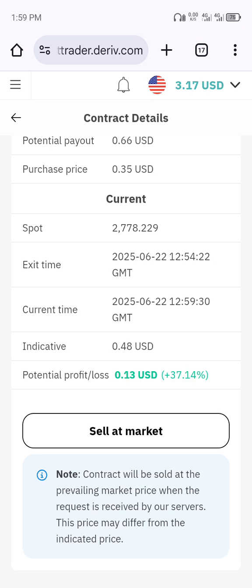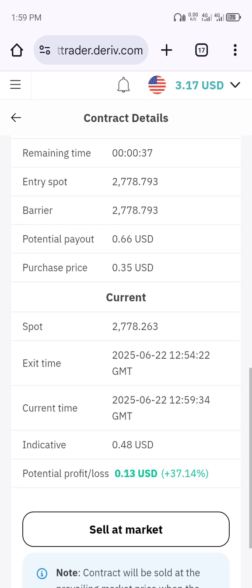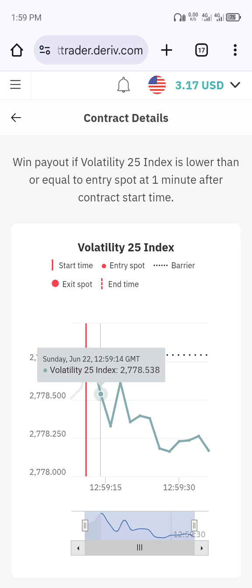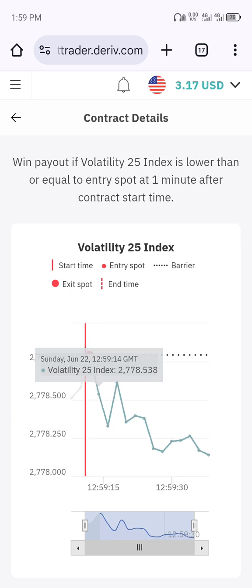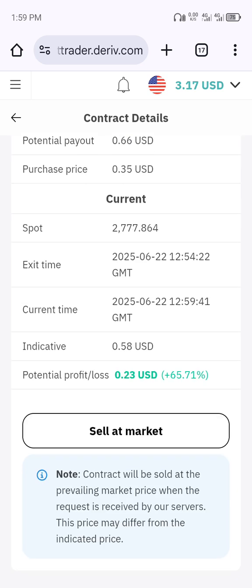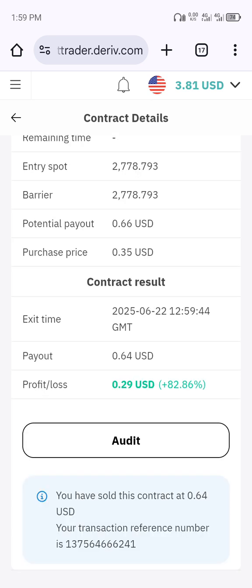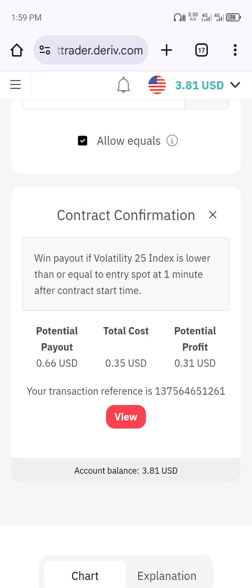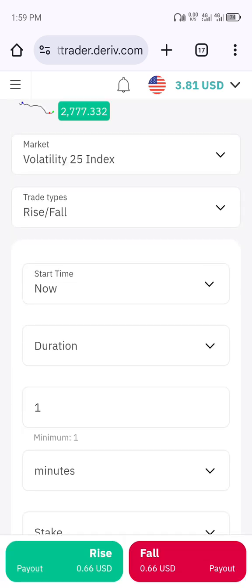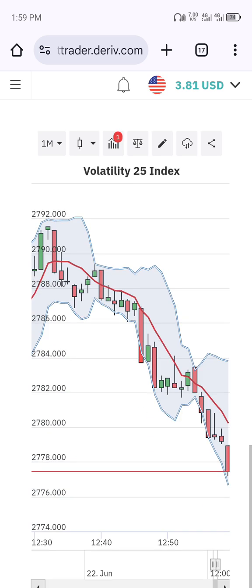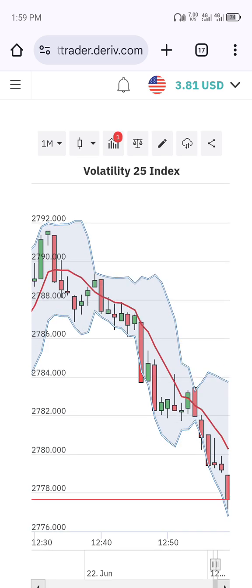So I'm watching the market moving. It seems to be moving in my favor. I also check the chart to monitor the trend. It's moving well. I check here. I've seen 23 cents. I've seen 27. I now sell at market and it landed at 29 cents. Okay, you see our account is moving.